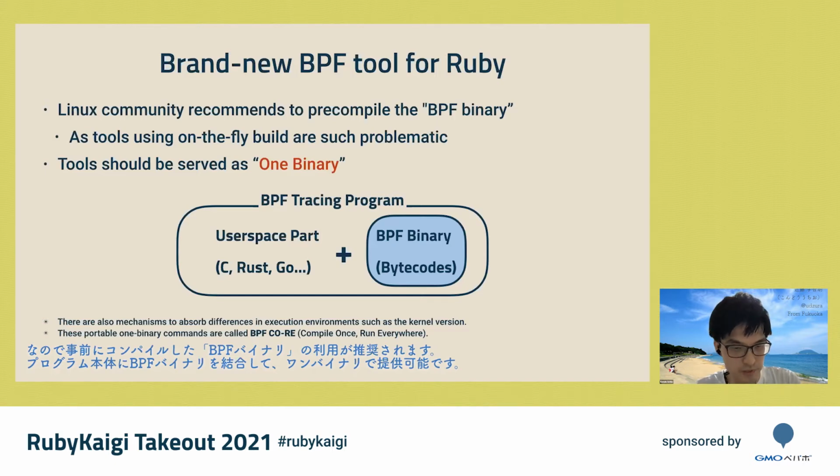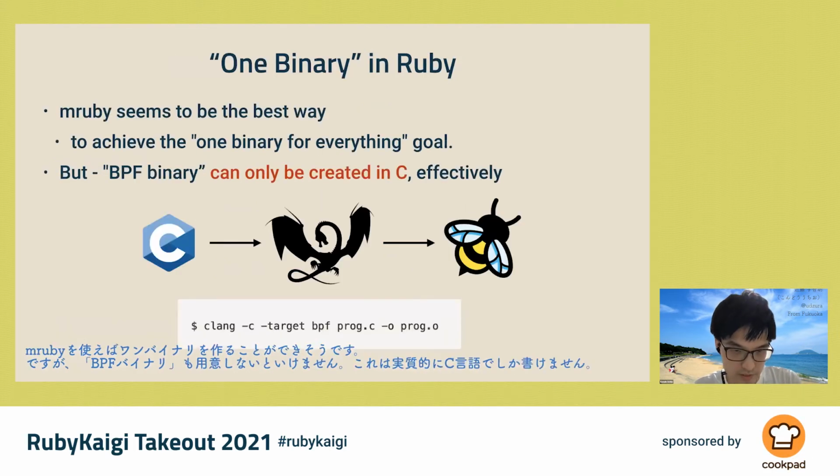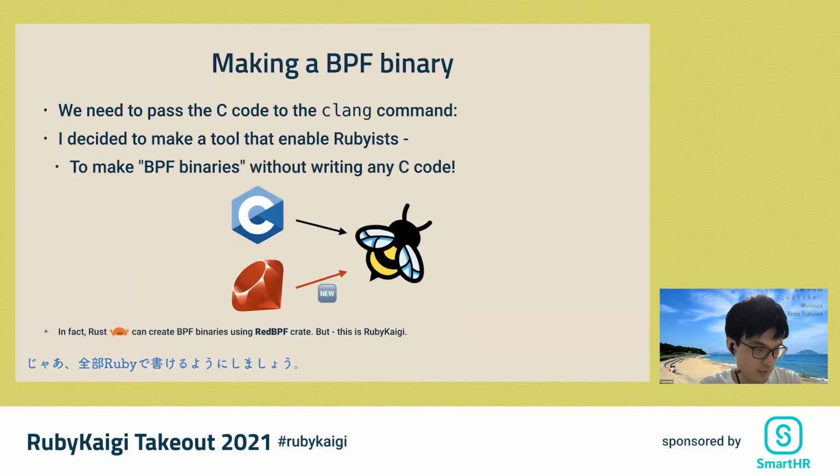Rather than continue to use BCC, I decided to develop a new tool. mruby seems to be the best way to achieve the one binary goal, but the problem here is the BPF binary, which can only be created in C effectively. We need to pass the C code to the clang command with the target BPF option as the slide shows. Since you are a Rubyist, you may not be good at the C language, so I decided to make a tool that enables Rubyists to make BPF binaries without writing any C code.